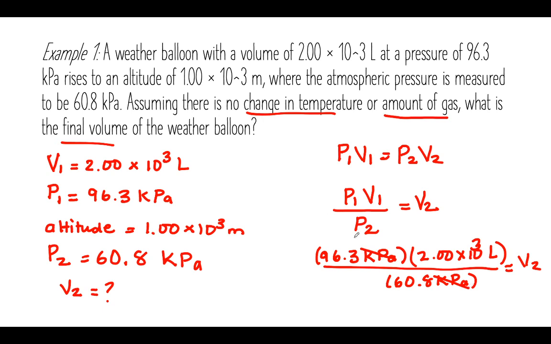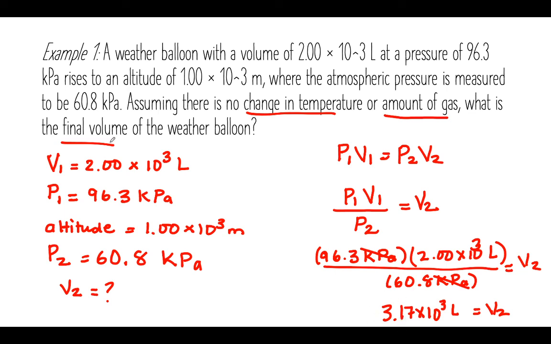Now the unit that I have left over after the units cancel out is liters. And the answer that I'm going to end up with is 3.17 times 10 to the power of 3 liters. Now take a look at our sig figs. I've got 3 sig figs all throughout the question, and I've got 3 sig figs in my answer.